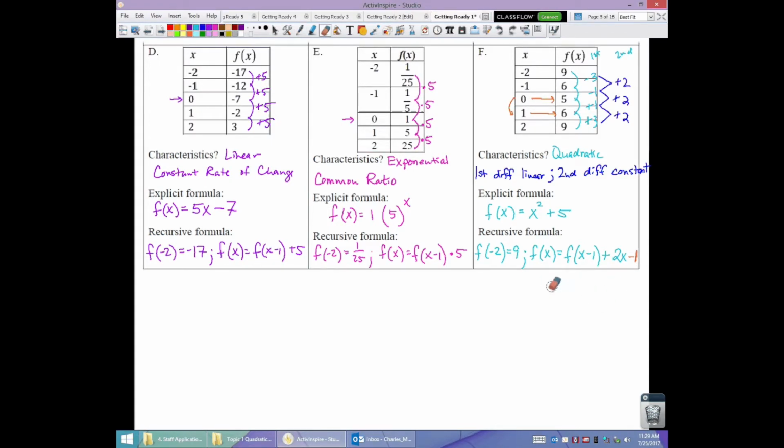Now, I'll show you that one more time if we didn't have the minus 1 yet. If I wanted to go from 1st to 2nd, that would mean I'm trying to find f of 2 by looking back at the value f of 1, that was 6, and adding 2 times 2. 2 times 2 is 4. 6 plus 4 is 10. Well, I don't want f of 2 to be 10. I need it to be 9. So how do I make it 9? I need a minus 1 after all of that. So my recursion formula is the f of x equals f of x minus 1 plus, and then a linear formula, 2x minus 1.